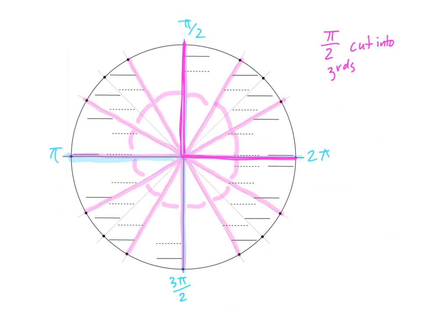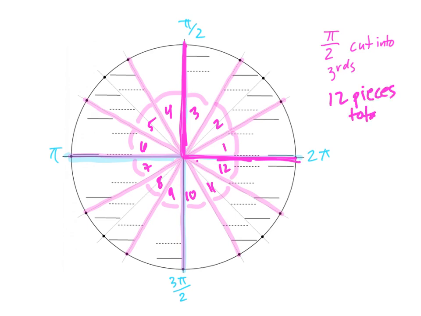Okay, thirds. We can do thirds, totally. So again, I'm looking at the first quadrant. Notice that I have more pieces in here. I'm going to actually number them first. 1, 2, 3, 4, 5, 6, 7, 8, 9, 10, 11, 12. 12 pieces total. I wonder why.